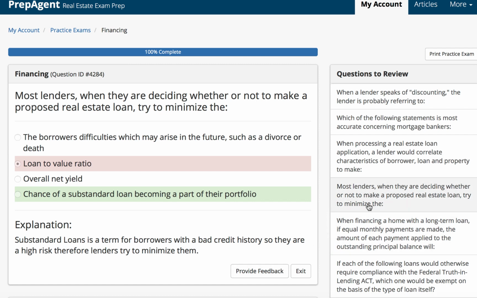Do you understand this one? I mean, I knew when I was reading it, they want to keep their risk as low as possible. Right, and that's what substandard loans are. They're high risk loans. Okay. But I didn't know that. Yeah, so now you know. Substandard loans basically means people with crappy credit. Okay.